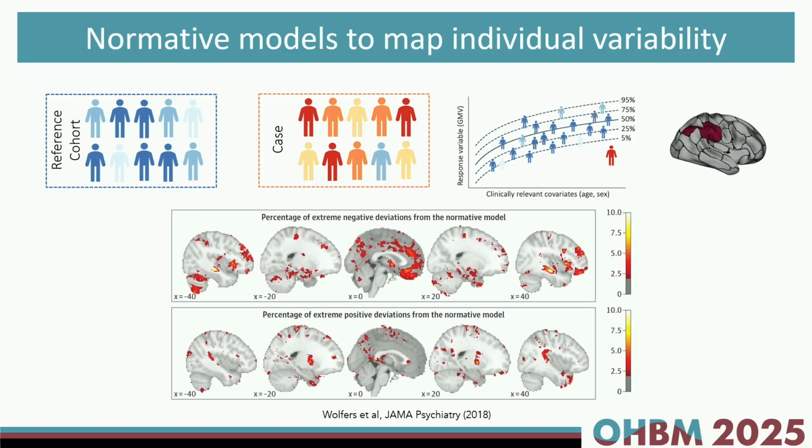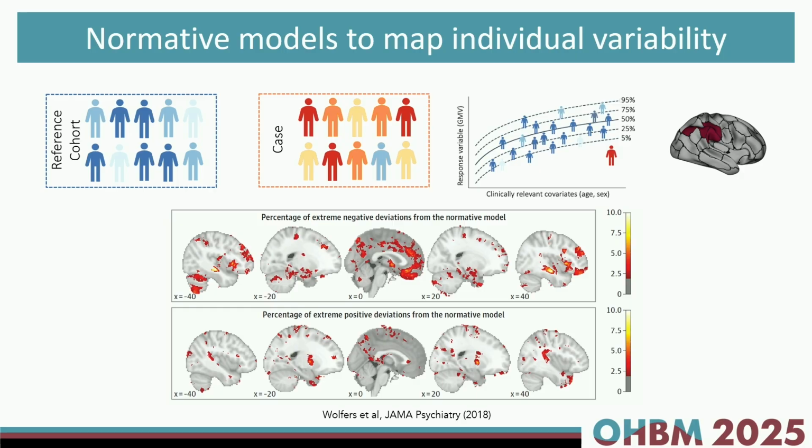What I'm showing you here, on the top row, is the percentage overlap of extreme negative deviations, so lower gray matter volume than normative expectations. And the bottom is the percentage of extreme positive deviations, so higher gray matter volume. The take-home that I want to give everyone is that the color bar doesn't exceed 10, and so this means there's no greater overlap than 10% across individuals with a diagnosis of schizophrenia.